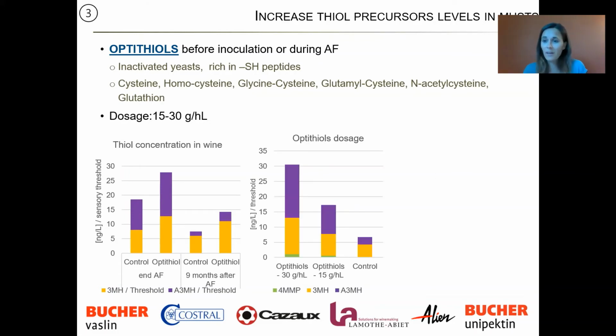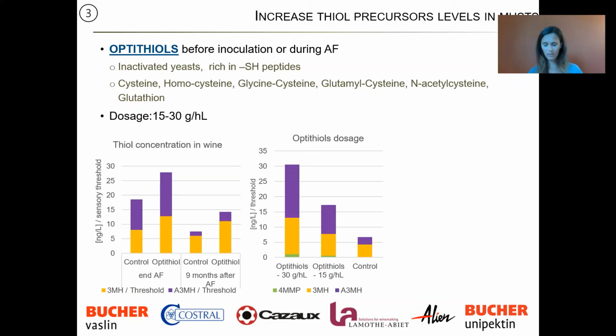Regarding the dosage, the more you put, the more you get. So it's really about choosing the dosage you want depending on the impact you are looking for. You can see in the graph here, with 15 grams per hectoliter, we pretty much double the amount of thiolic compounds in the wine compared to the control. If we put 30 grams per hectoliter, we double it from the 15.